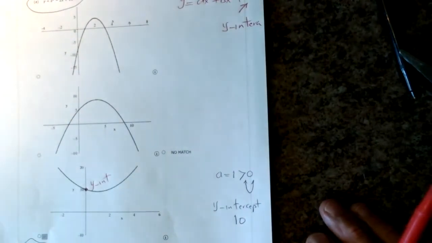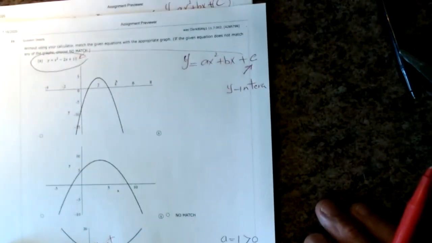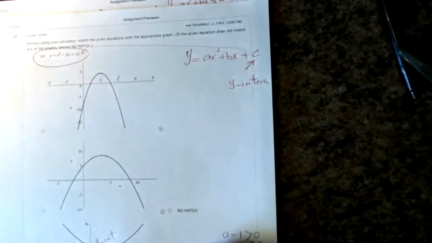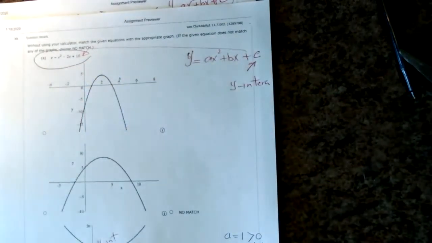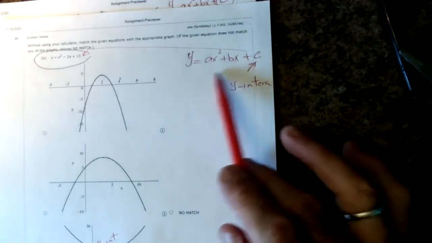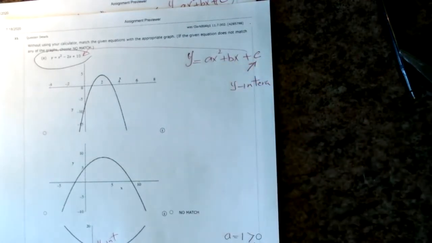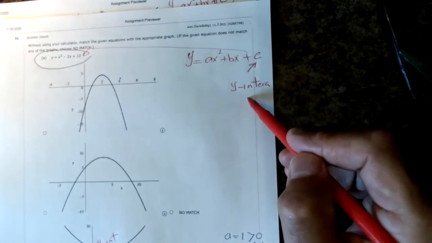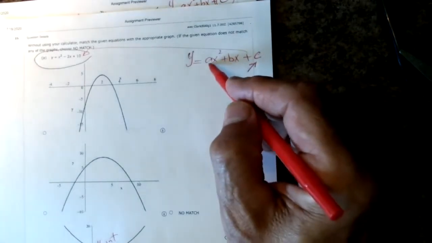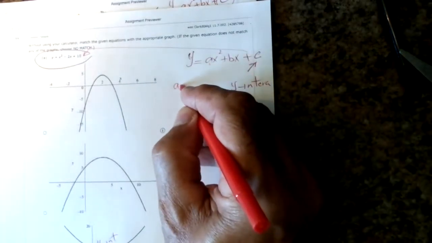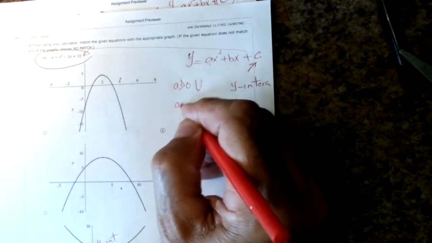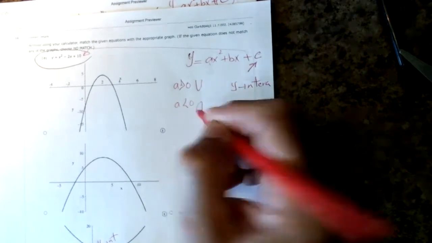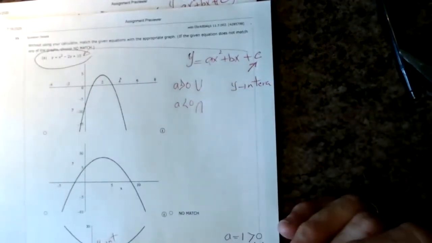Now, here, we give you a few graphs and tell you which one matches these equations. In a general equation like this, C is your y-intercept, and if A is greater than 0, the parabola opens up. If A is less than 0, the parabola opens downward. We use these two properties, okay?